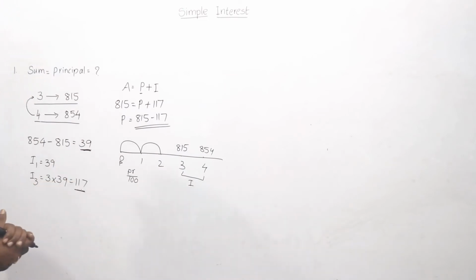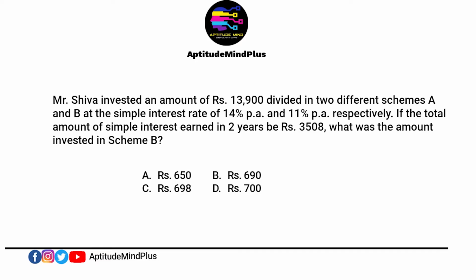This is regarding the first question. Let us take the second one. Mr. Shiva has invested an amount of rupees 13,900 divided in two different schemes A and B at the simple interest rate of 14% per annum and 11% per annum respectively. If the total amount of simple interest earned in 2 years is rupees 3,508, what was the amount invested in scheme B?